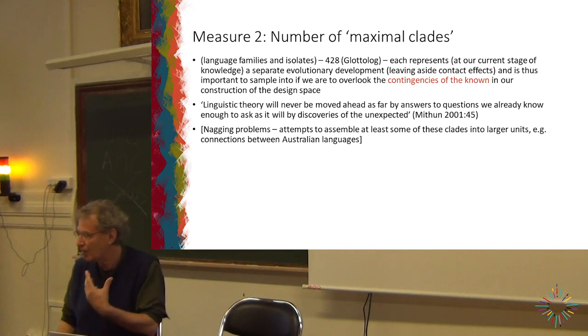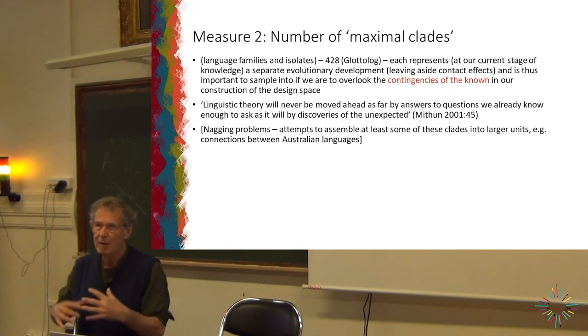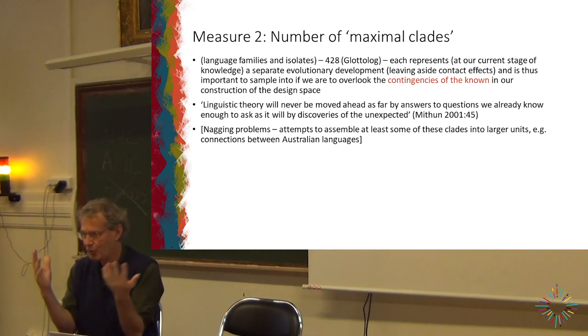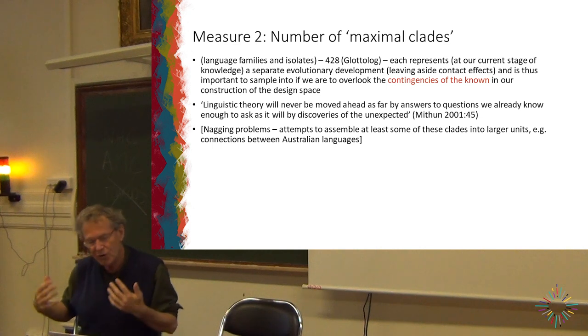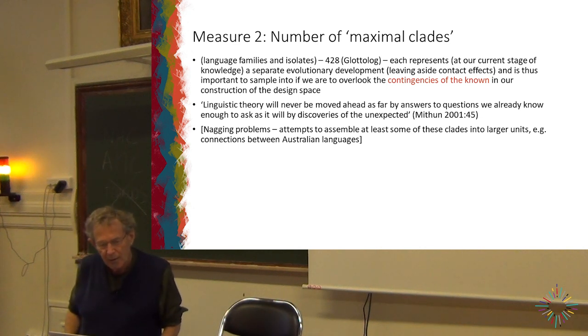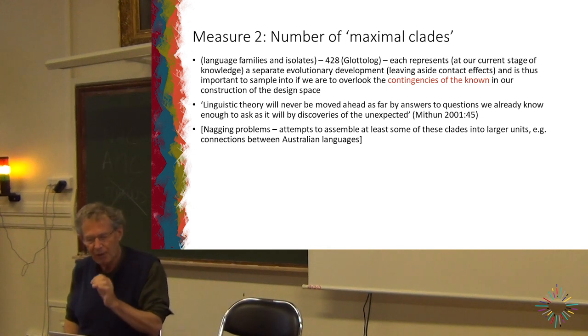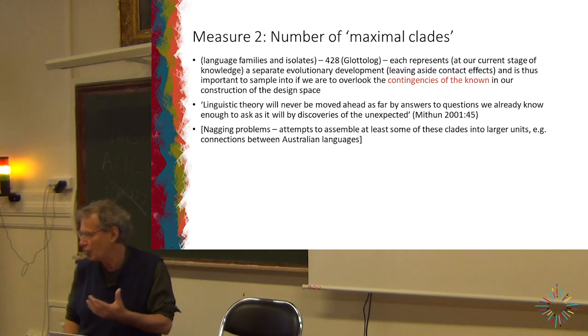But for our current state of knowledge, we assume that each one is a separate evolutionary development, or better said, a separate development for which we can say something, because presumably these languages all have common ancestors further back, but we just can't say anything about it. This is really important because when we sample, and I think it's very rare that in typology you can do good work with large samples, because that will be shallow work.